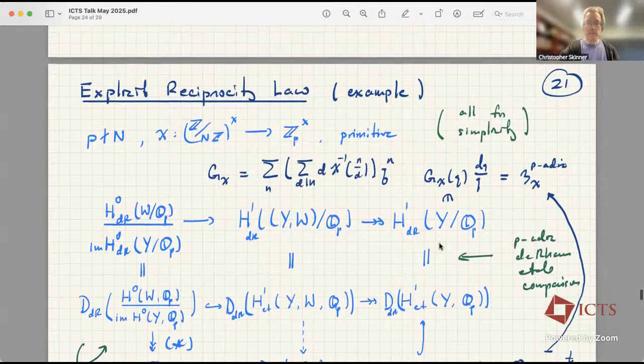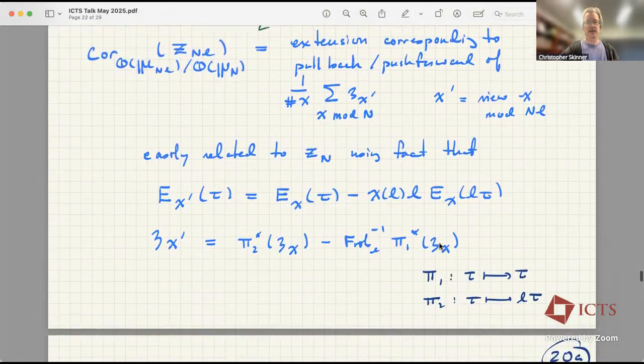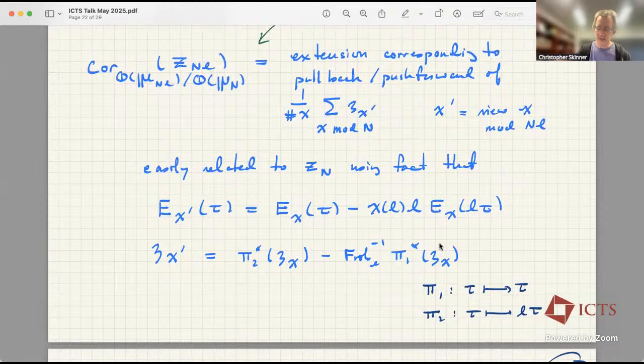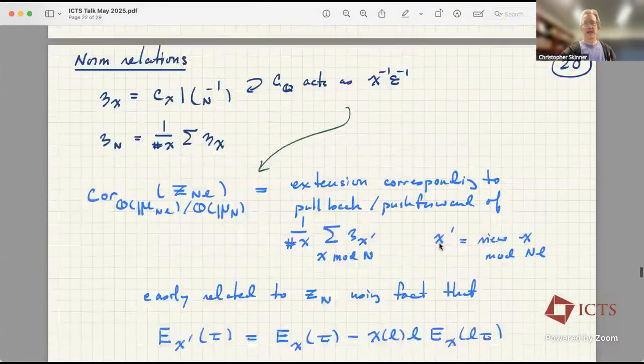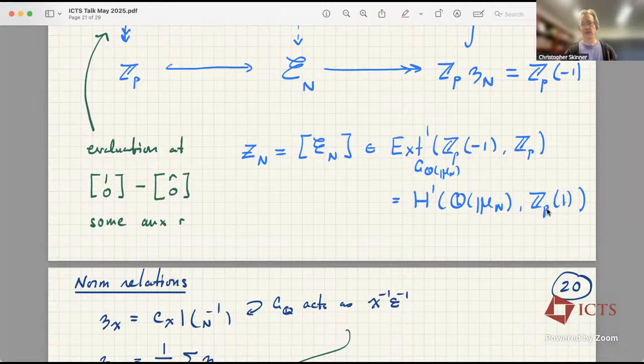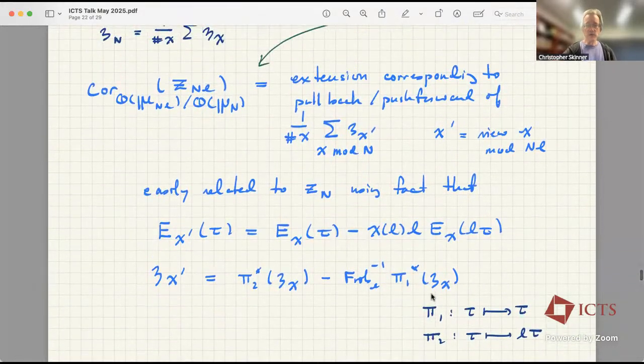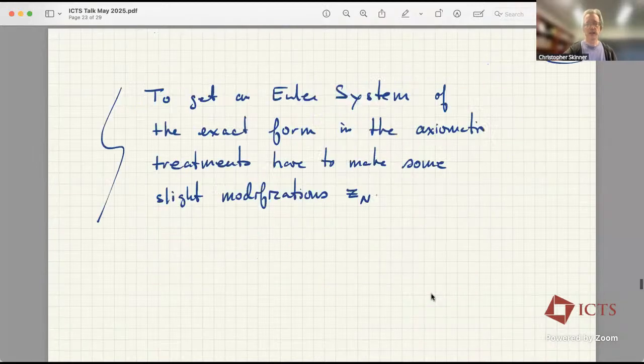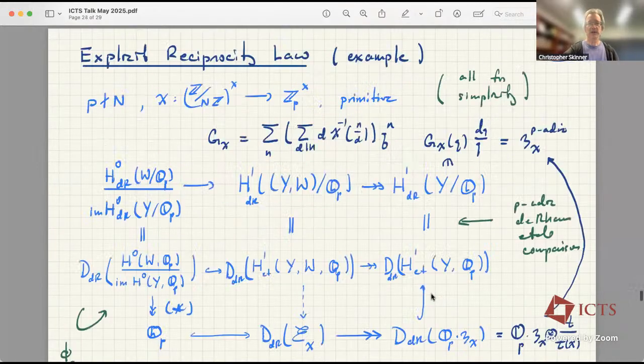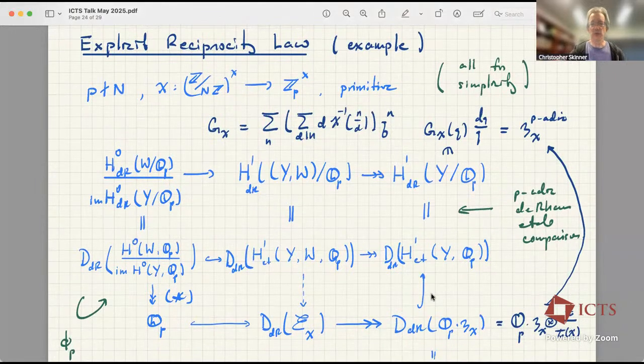Okay, so what has this got us? This has got us a collection of classes coming from Eisenstein series, classes in the cohomology of Z_p(1), varying over abelian extensions of Q that satisfy certain norm relations. That's kind of the Euler system. And we can run the whole Kolyvagin argument with that. But for it to be interesting, we need to connect with p-adic L functions somehow. So we need the explicit reciprocity law.